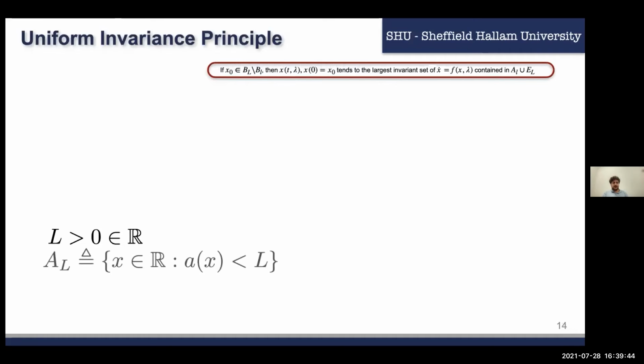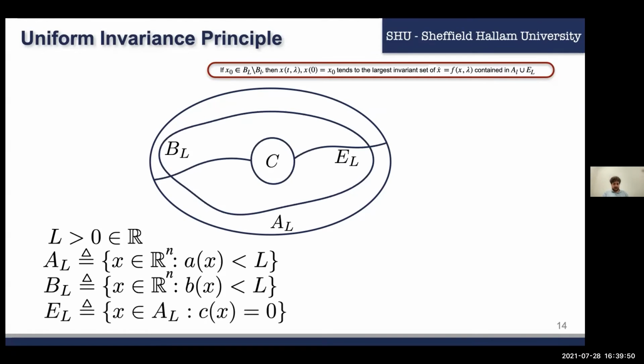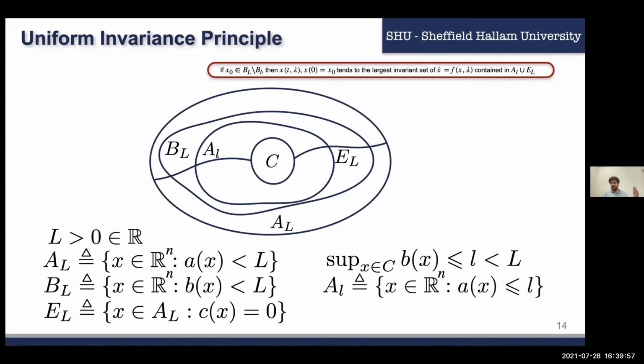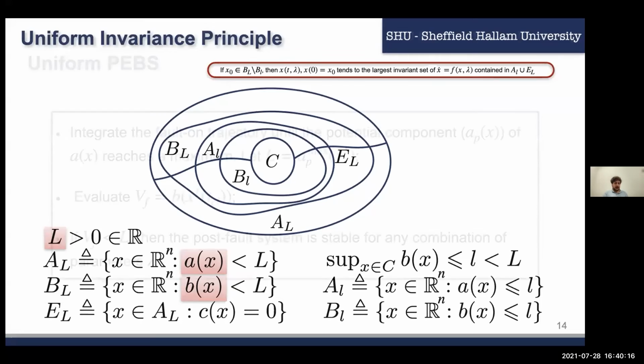The result of the invariance principle shows that we can construct sets, A of L, B of L, E of L, and so on. The main result here is the same as in the invariance principle: we need to find an L to estimate, and we need to find a of x and b of x. This is the main thing here.